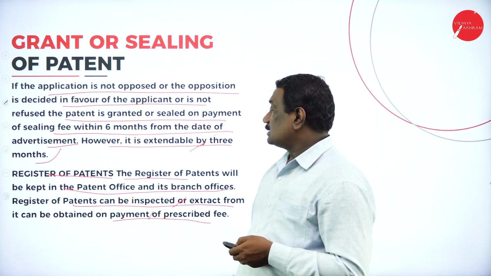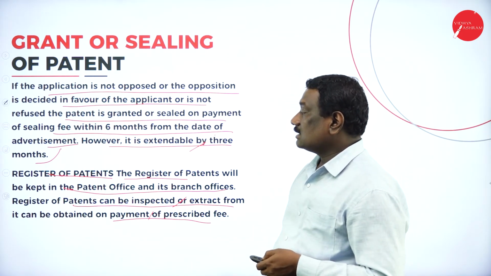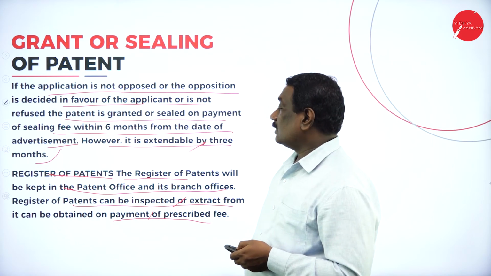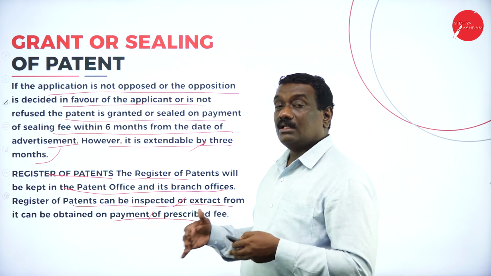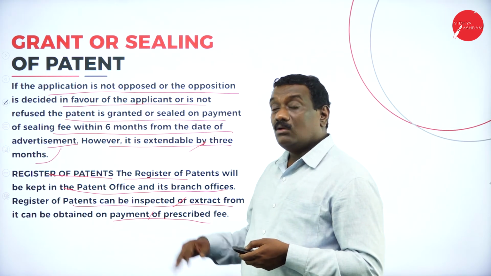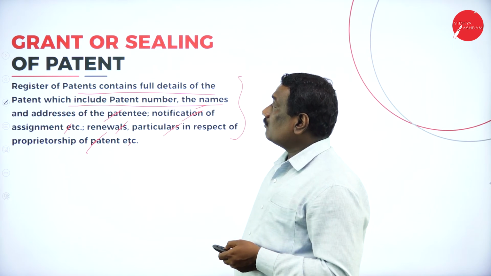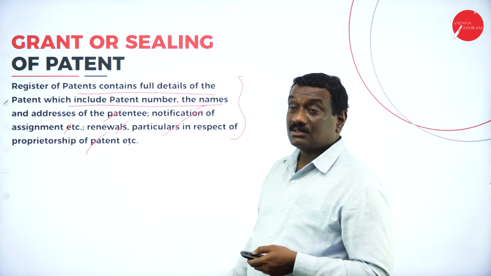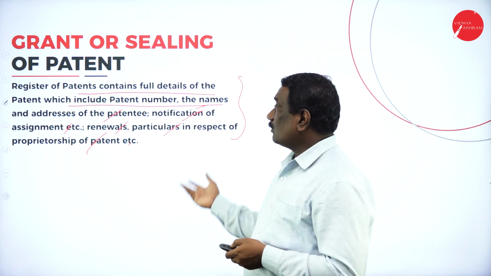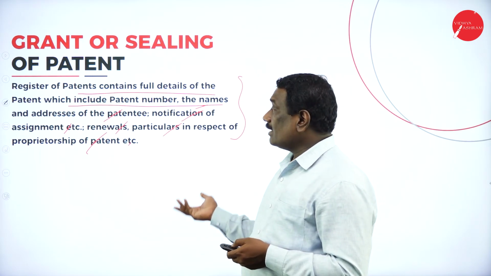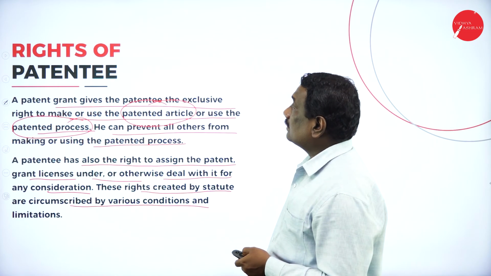And the register of patents: it says the register of patents will be kept in the patent office and its branch offices, and it can be inspected. It is open for everyone to inspect, and if you want an extra copy, you can take it by paying the prescribed fees. The register of patents contains the full details of the patent, which includes the patent numbers, the names and addresses of the patentees, the notifications and assignments, renewals, and particulars in respect of proprietorship, that is, ownership of the patent.